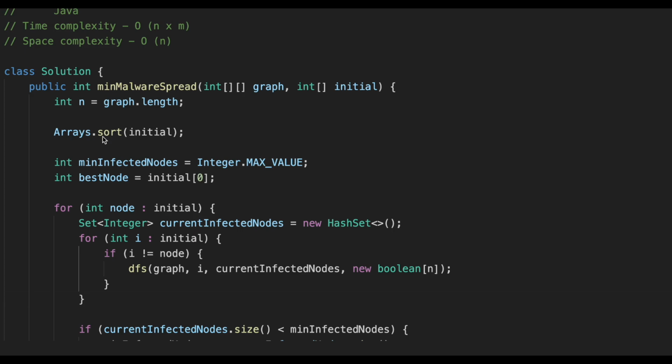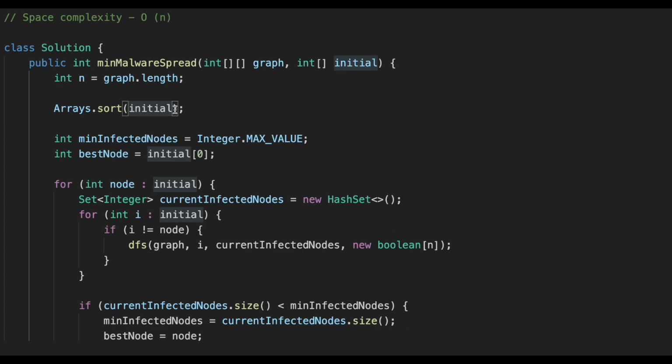First, we are initializing a variable n, which is the size of our graph, and in the next step we are sorting our initial list, because if we have multiple nodes that minimize the spread the same, we need to return the one with the smallest index.